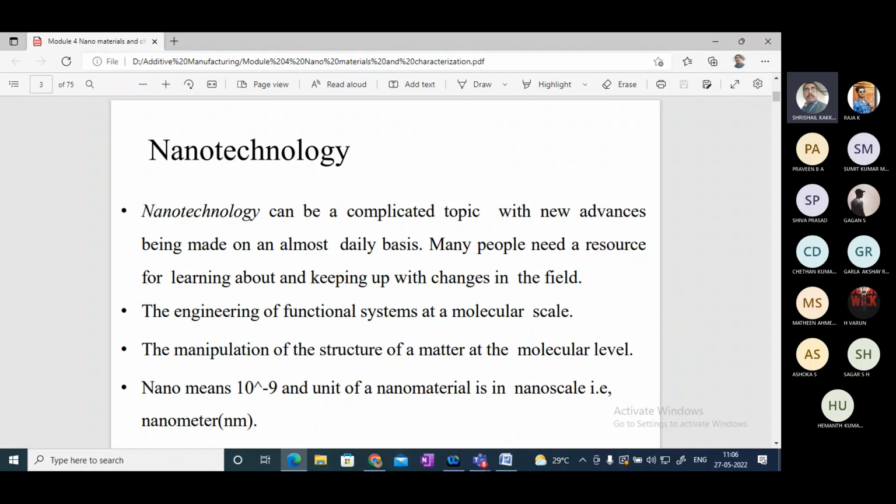A new trend, okay, and it has shown impact in all the engineering branches. So we need to understand much more about this, okay, and this is a matter of molecular scale. So as such, we are going to talk about the yield strength of material and the impact strength and so many other things we are going to study.